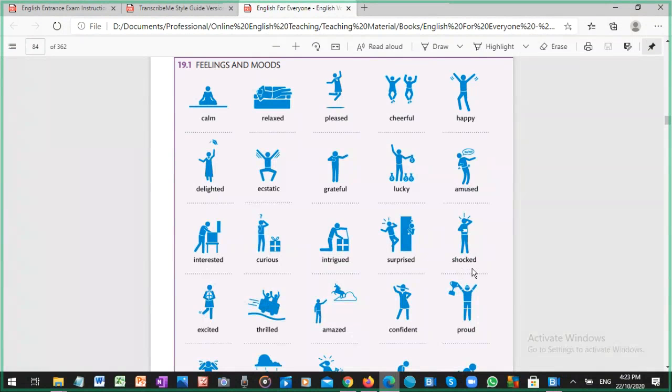Then this one? Shocked. Well done. That's great. And then move on to the next one. Excited. Well done. And this one is? Thrilled. And the next one is? Amazed. Well done. And the next one is? Confident. Well done. And the next one is? Proud.